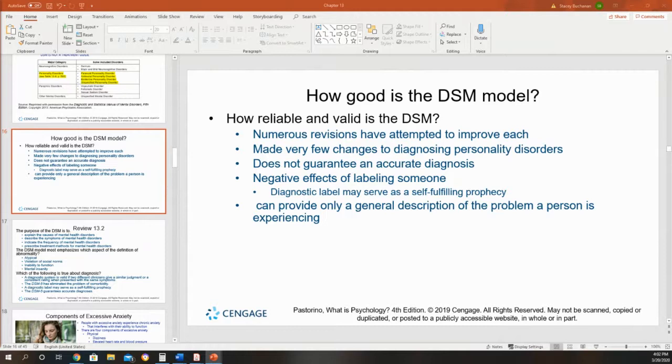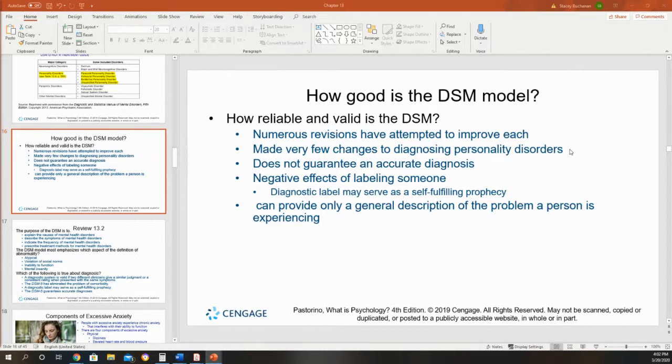But the DSM has been around for about 60 years or so. Numerous revisions have been made, about 5. It's on its 5th one, and will probably be on its 6th soon. But one key thing to note is it has made few changes in diagnosing personality disorders. I will explain why that is when we talk about the personality disorders.